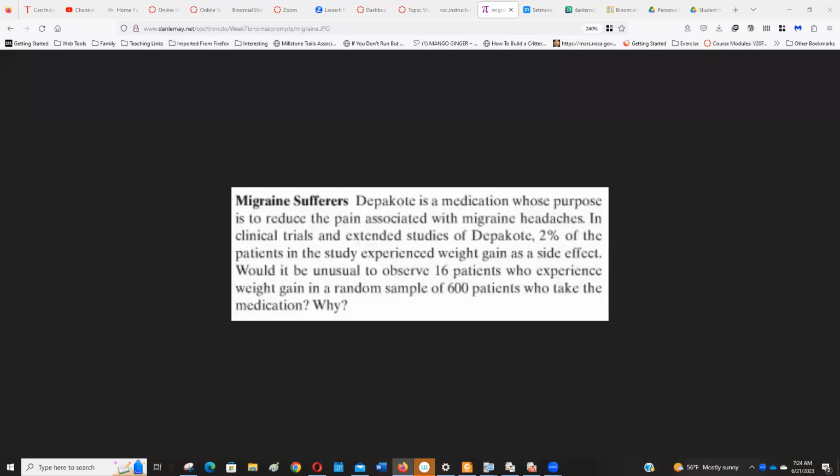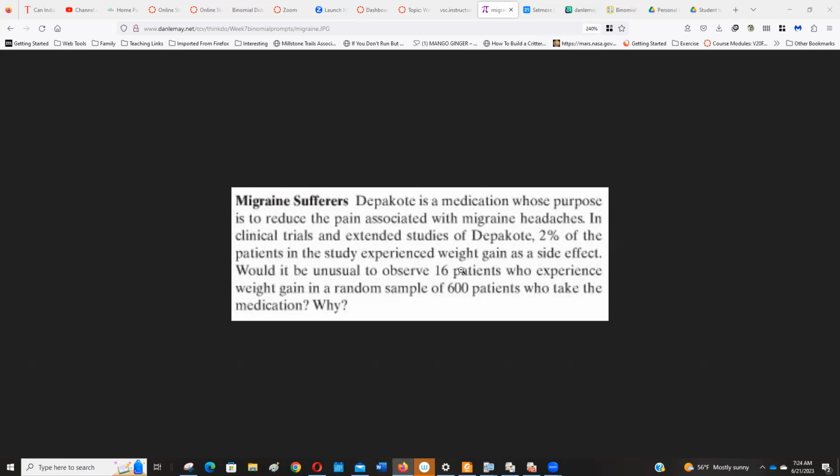So here's that problem about migraines. They tell us that based on clinical studies, 2% of people who are on this drug have weight gain as a side effect. Then they're asking us, would it be unusual to see 16 patients who experience weight gain in a random sample of 600 patients who take the medication? And why?